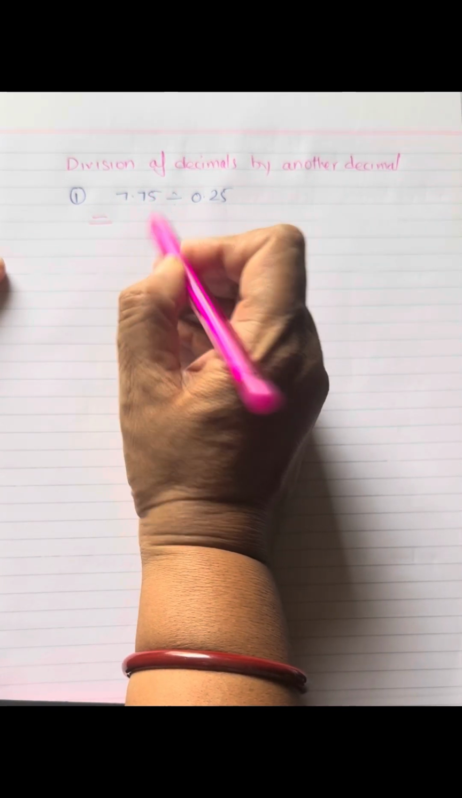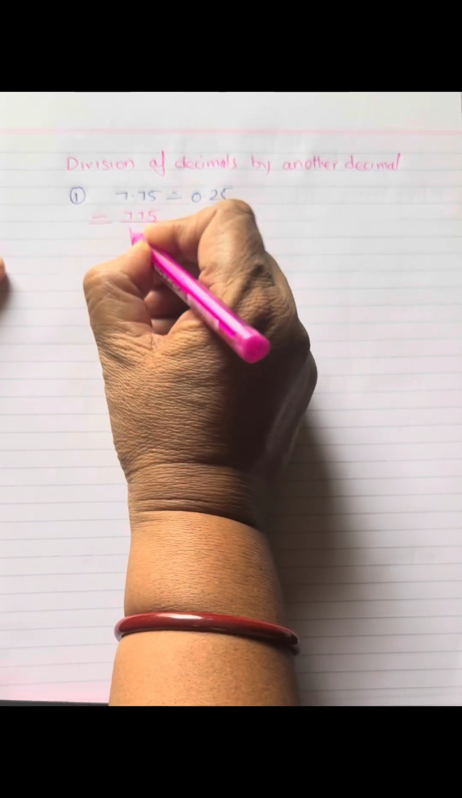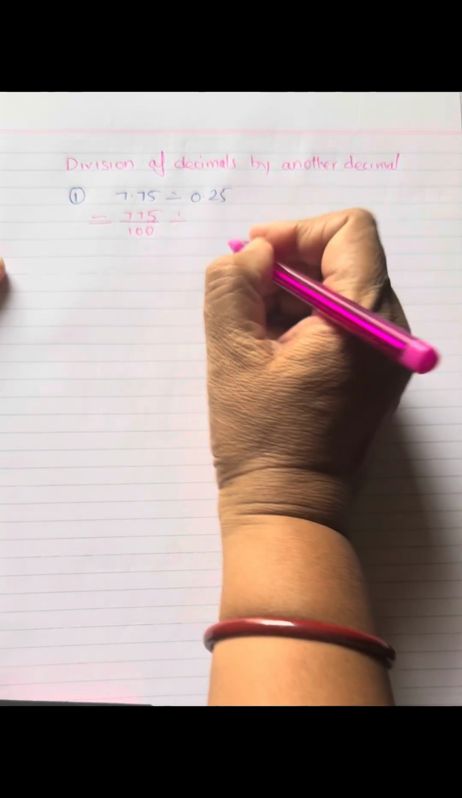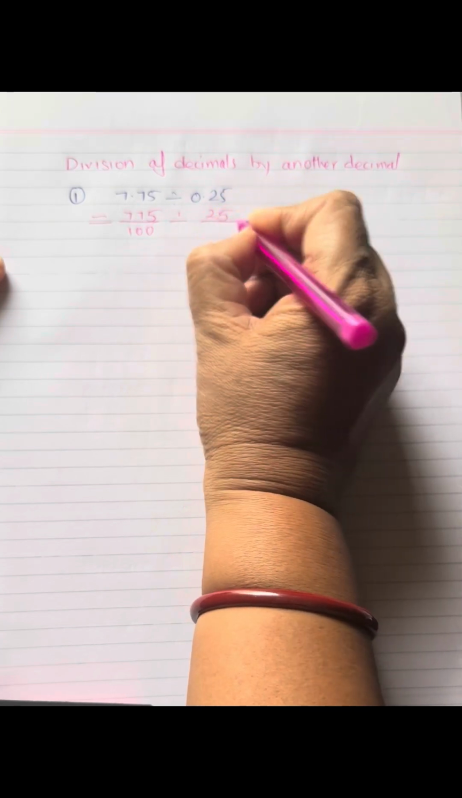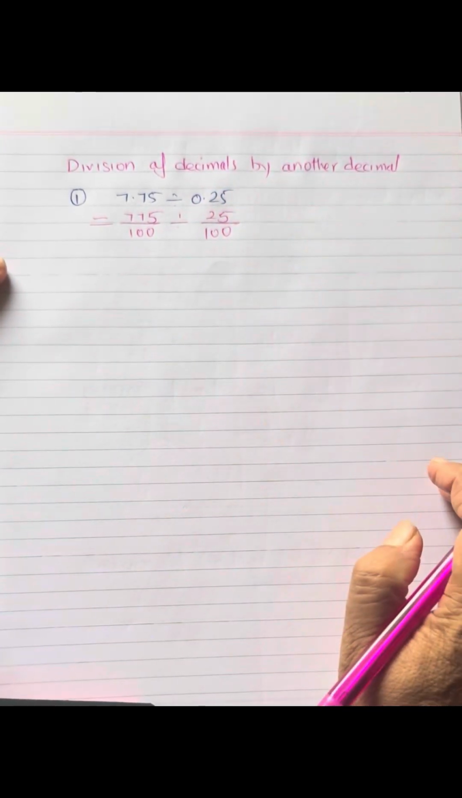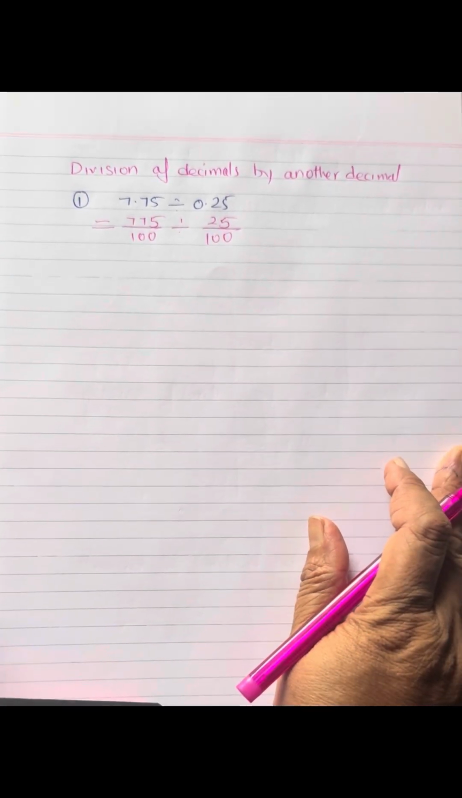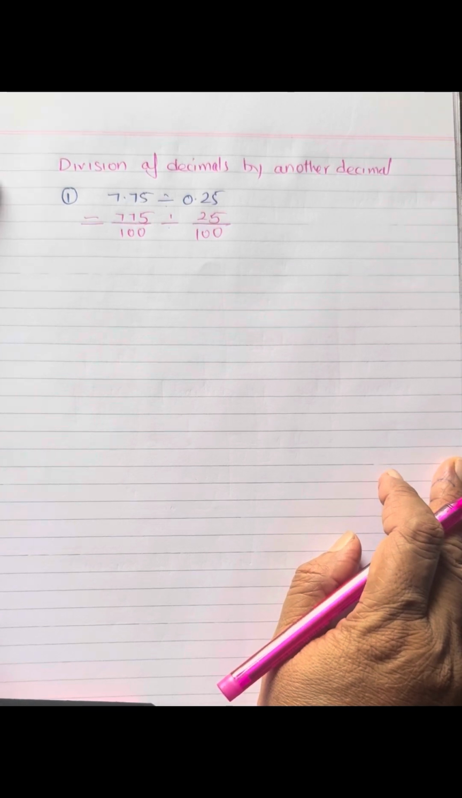7.75. Now after the point there are 2 digits, so write 775 upon 100. 2 digits means 2 zeros. Remember like that. Then write the division sign. Here also there are 2 digits, so 25 upon 100 again. Right? No need to write 025. Okay. Now both are fractional numbers. We have learned how to divide fractional numbers.